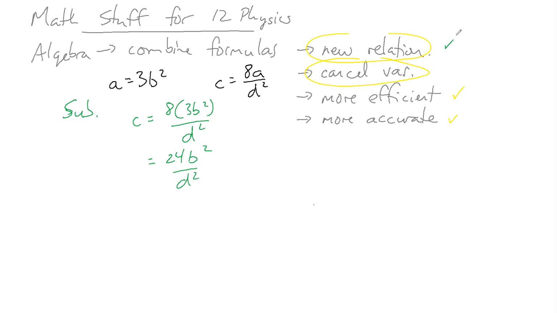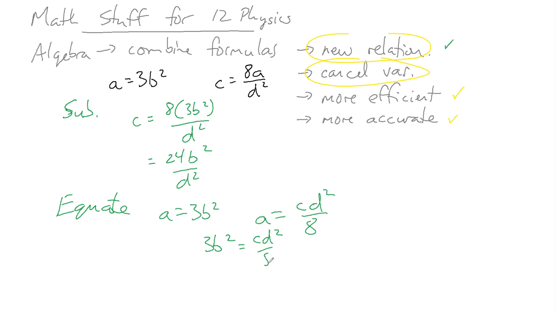Now, of course, another way people often do it is they'll equate them. So you look for a common thing. What do they have in common? The only thing these have in common is A. One is solved for A already, so A is equal to 3B squared. We'd rearrange this one for A, and A would be equal to CD squared over 8. So you find the common variable, solve for it, and then tie the two together. So 3b squared must then be equal to cd squared over 8.